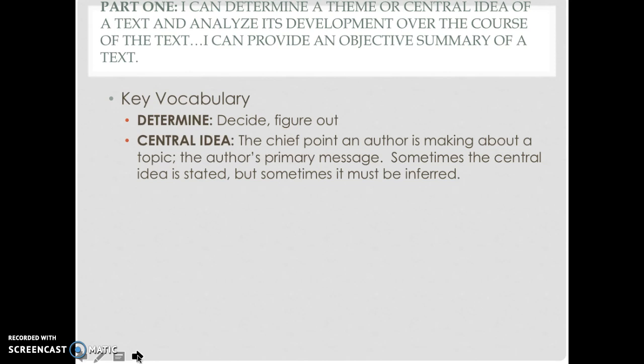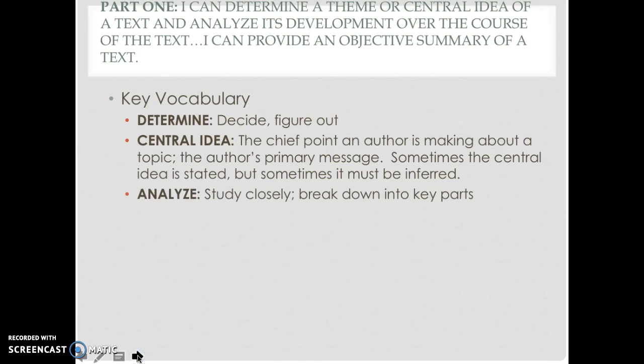So it's the message. Sometimes you guys have done main idea for years and years. This is very similar to the main idea of the text. Sometimes it's stated in the text, and sometimes you have to infer it or just kind of come to it based on what you know about what you've read.